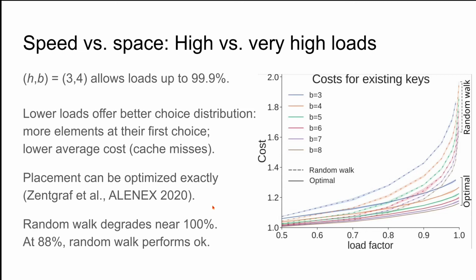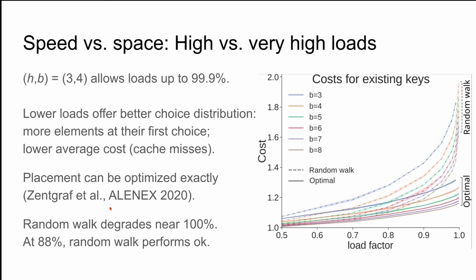Now, interestingly enough, this allows for quite a high load factor. Of course, the random walk is not an optimal insertion strategy. We can, in fact, solve the combinatorial optimization problem that asks us to place each element optimally in the hash table. And by optimally, I mean to try to place as many elements as possible at their first bucket, so the bucket that's pointed to by the first hash function, and that will therefore be examined first. So that incurs only a single cache miss.